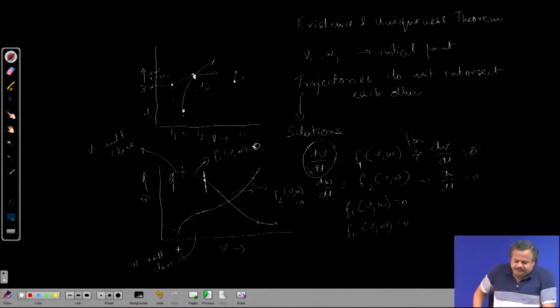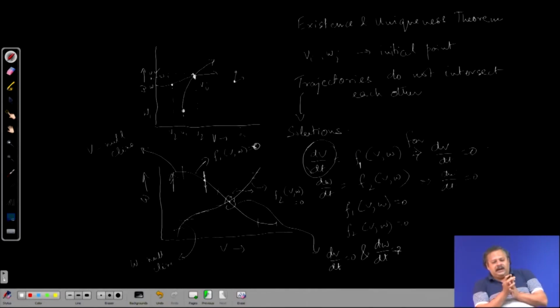So, now we are posed with an interesting situation, that is, at the intersection of these null lines. At that particular point there is no net flow along V or along W, that is, both dV/dt and dW/dt are 0 at this point. So, this point is such that dV/dt equals 0 and dW/dt equals 0.